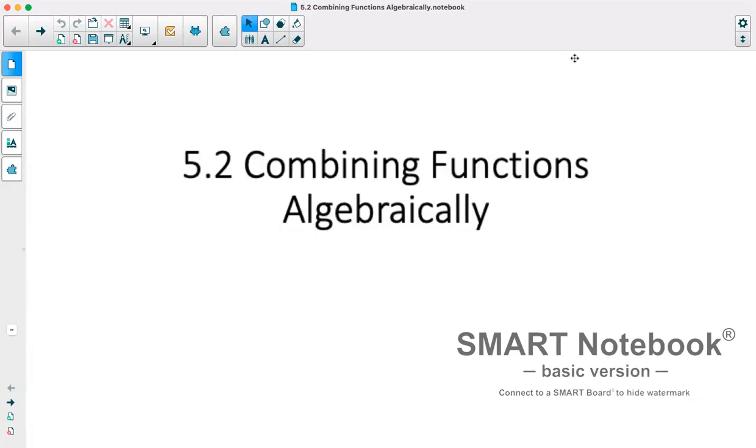Hi, today we are going over section 5.2, which is combining functions algebraically. We also have notes we went over combining functions graphically.